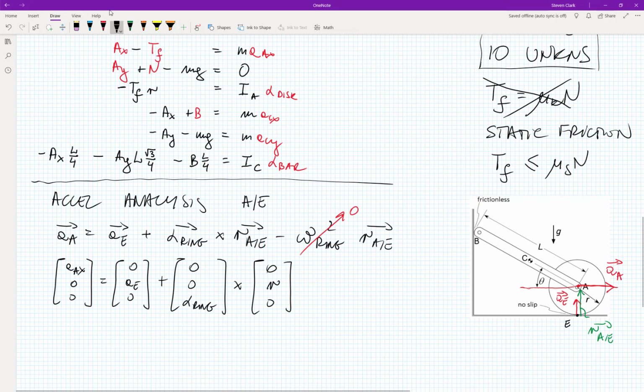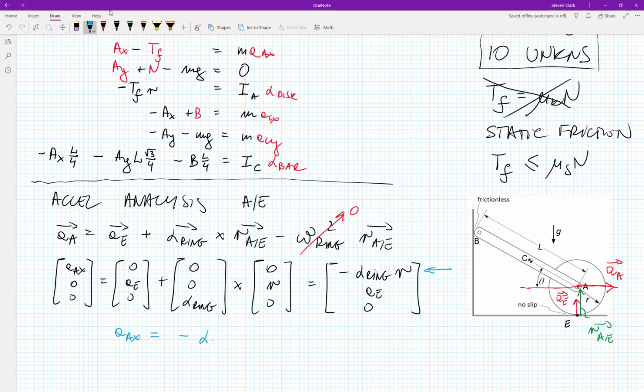Okay, guys, if you solve this determinant, you will end up with the following expression: minus alpha ring R, and 0. If you look at the first component only, you will find our first equation. So our AAX is equal to minus alpha ring R. And this is our first equation. We need to find 3 more. Are there any questions?